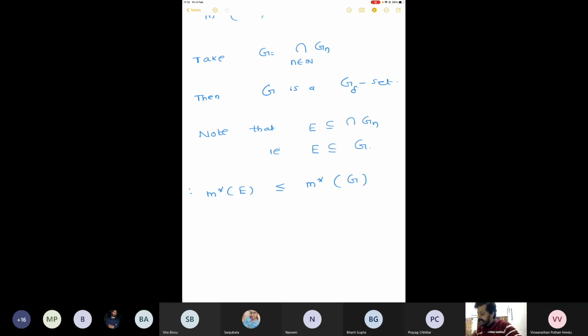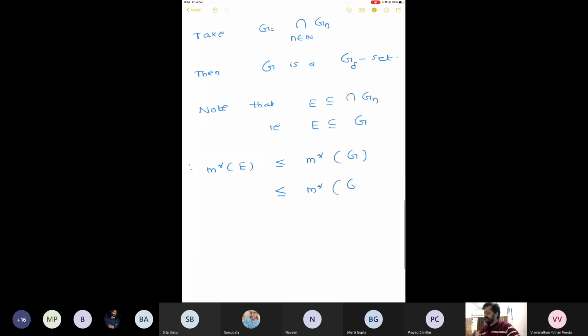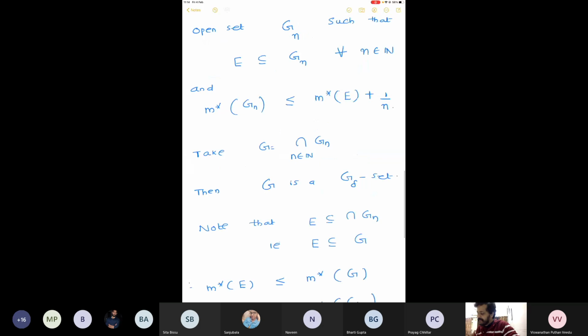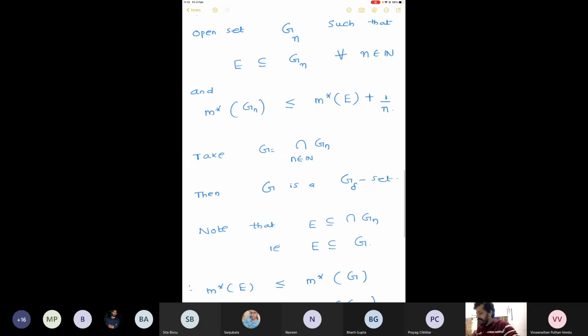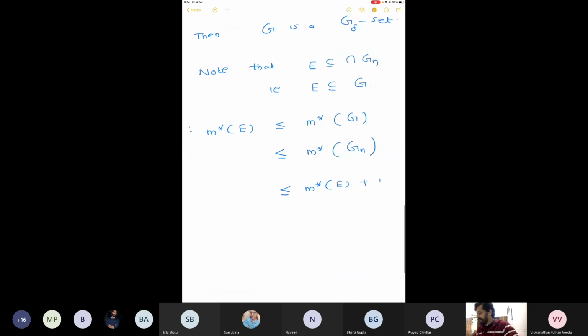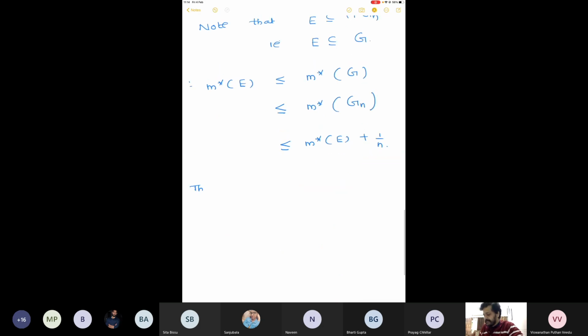Okay. But M star of G is less than or equal to M star of Gn, because G is contained in Gn. Again use monotonicity. And M star of Gn is less than or equal to M star of E plus 1 by n. Now forget about M star of Gn. What you have is thus M star of E less than or equal to M star of G less than or equal to M star of E plus 1 by n, and this is true for all n in the natural numbers.